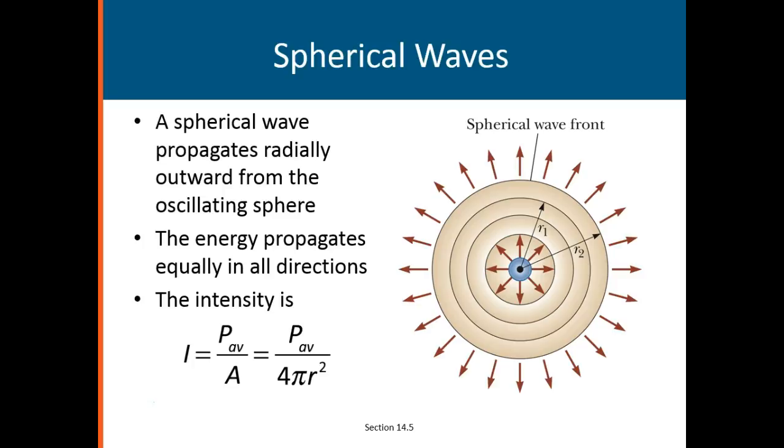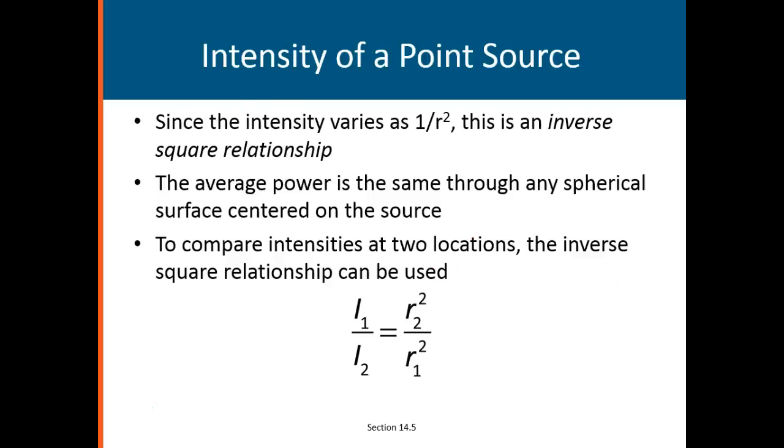Now, what is the intensity of a point source? Since the intensity varies as 1 over r squared, that's an inverse square relationship. Lots of things follow an inverse square relationship. Gravity does. Electric fields, sound, magnetic radiation from the sun, all of these do. The average power is the same through any spherical surface centered at the source.